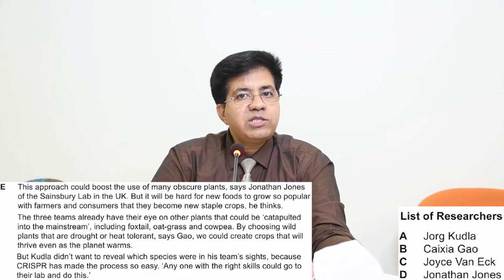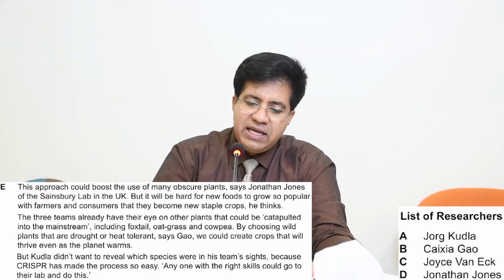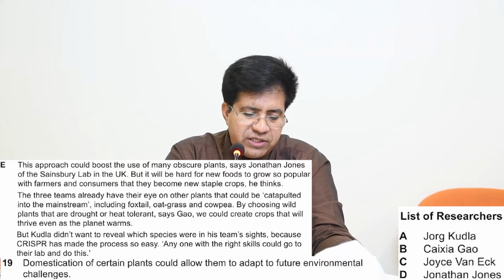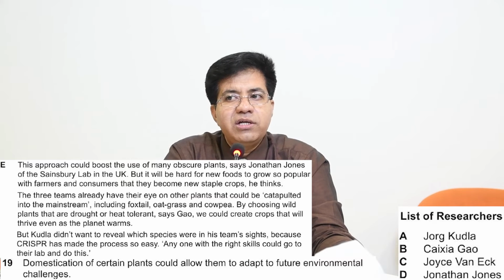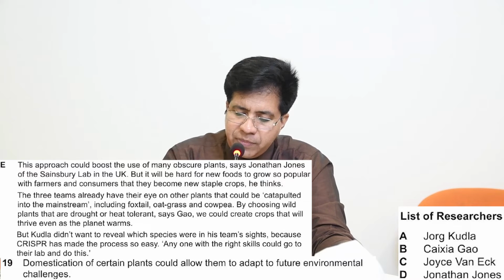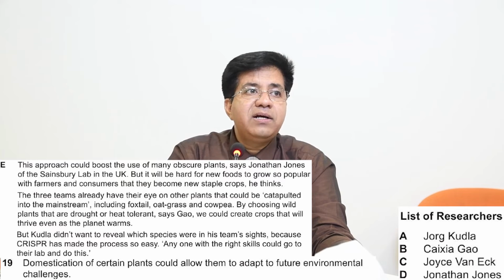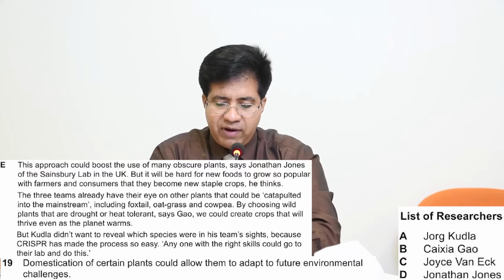Means, regardless of global warming, these plants will survive. Now focus on this sentence. Question number 19: Domestication of certain plants could allow them to adapt to future environmental challenges. And what is the future environmental challenge? They use the word global warming: we could create crops that will thrive even as the planet warms. Even as the planet warms means the future environmental challenges.